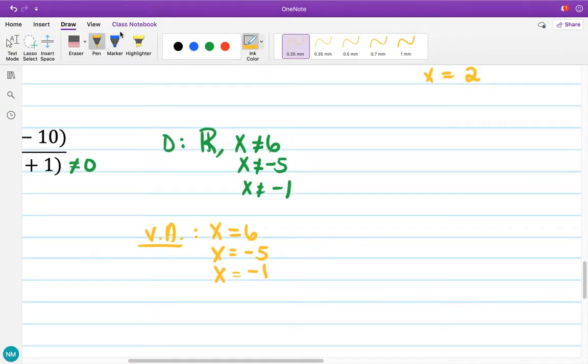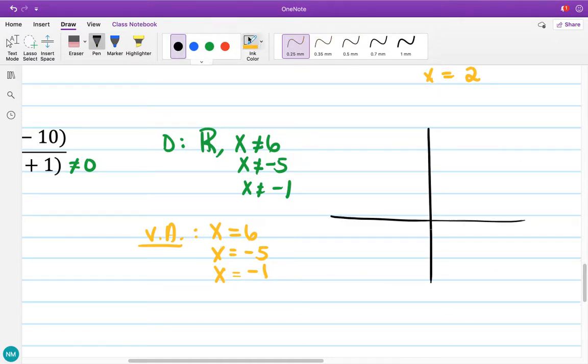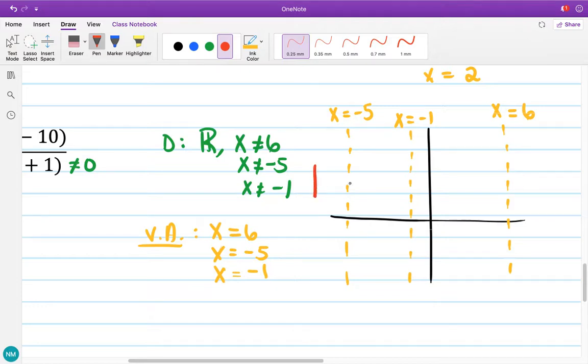And so how many sections are going to be on this graph? If we look at a graph, there's going to be negative 1, negative 5. Right, so let's say this is x equals negative 1, x equals negative 5, and x equals 6. How many different sections are there going to be? 1, 2, 3, 4 different sections of this graph.